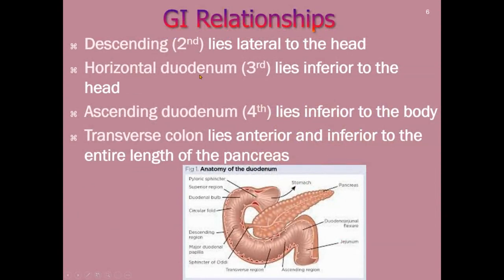The descending colon, second part of it, lies lateral to the head. The horizontal duodenum lies inferior to the head. These are just the different segments. We just really will say the C loop, but you have studied the bowel before, and you'll study the bowel again. And then I just mentioned that transverse colon.